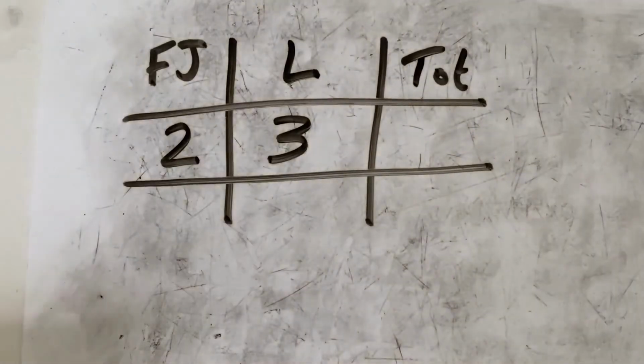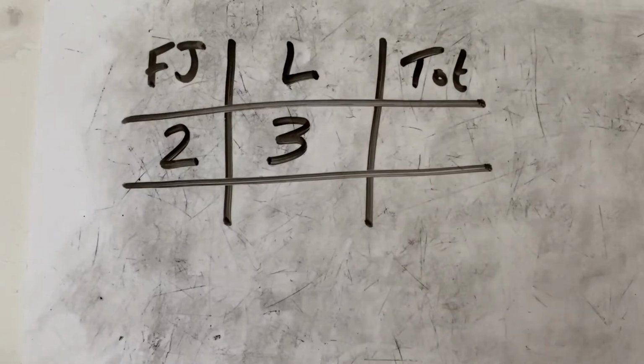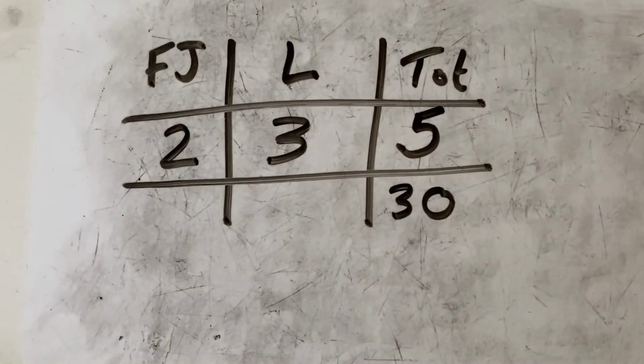Here's what the ratio grid's going to look like for this problem. For 2 parts of fruit juice, you need 3 parts of lemonade. That means there's 5 parts to this recipe in total. But it says she wants to make 30 litres. So you know what to do from here.